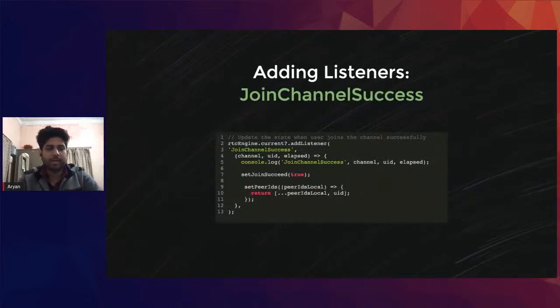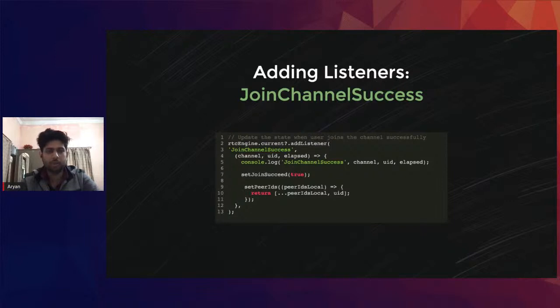After that, we need to add some listeners. These will be 3 or 4 listeners. The first listener will be join channel success. This listener will be triggered whenever the current user joins a channel. So whenever I click on join channel, after successfully joining the channel, this listener will be triggered, and it will provide us the channel name and the UID.